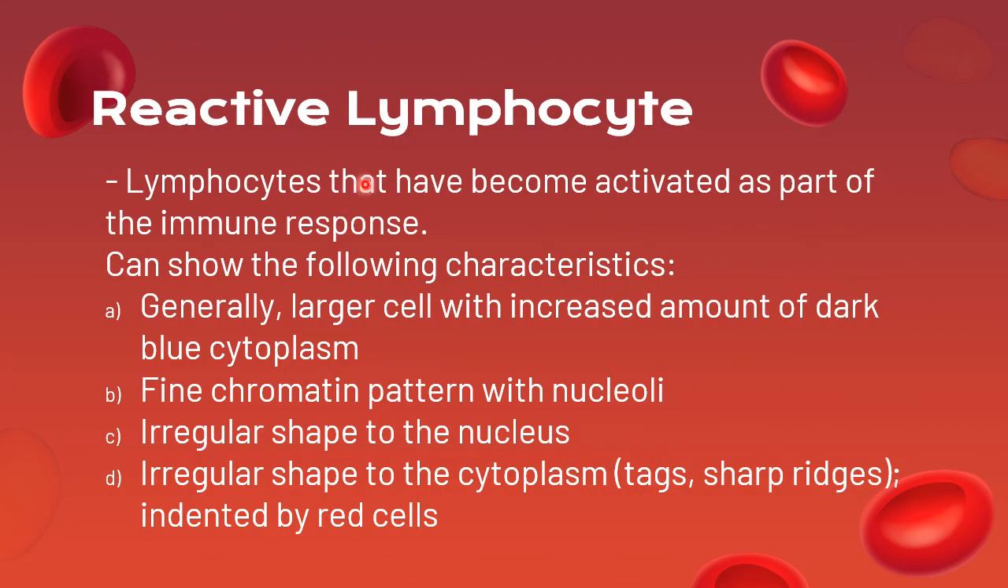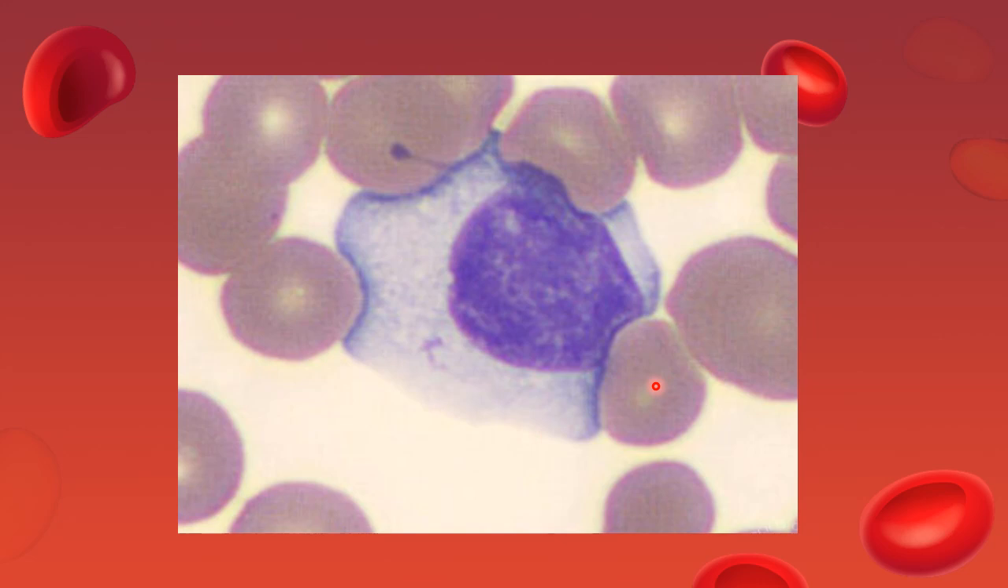So, we have what we call reactive lymphocytes. Reactive lymphocytes are lymphocytes that have become activated as part of the immune response. They can show the following characteristics. They are generally larger cells with increased amount of dark blue cytoplasm. It has fine chromatin pattern with nucleoli, irregular shape ang kanyang nucleus, and irregular shape ang kanyang cytoplasm. Kita nyo may tugs, sharp ridges, or kaya indented by the red cells.